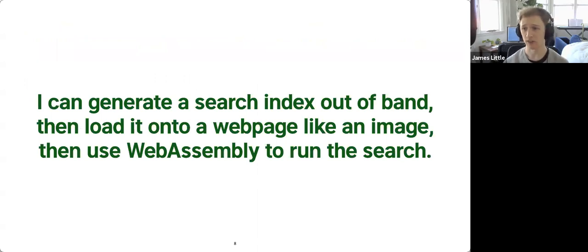And so just over a year ago, everything sort of came together. And this was the big idea. For a given website, I can generate a search index out of band. So when you build a static site or on a cron job for this college newspaper website, treat the search index like a file, like a resource that has basically pre-computed every search query that someone could come up with, and pre-compute all of the results for those queries, since the corpus for a lot of these websites isn't that big. And then I can load it onto a web page like an image, then use WebAssembly to run the search.